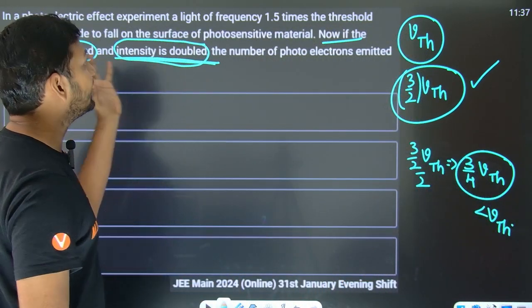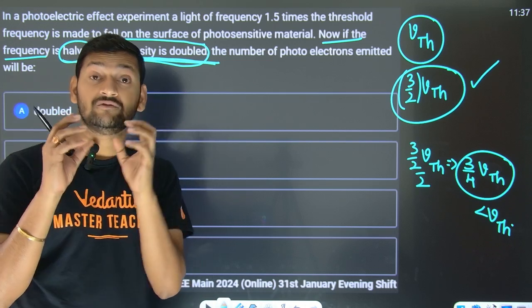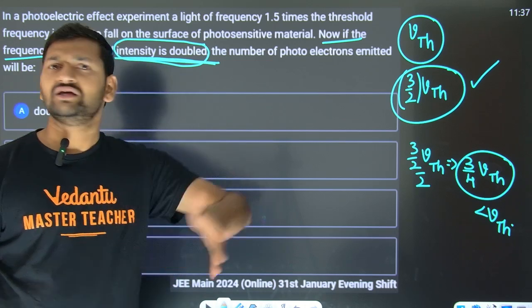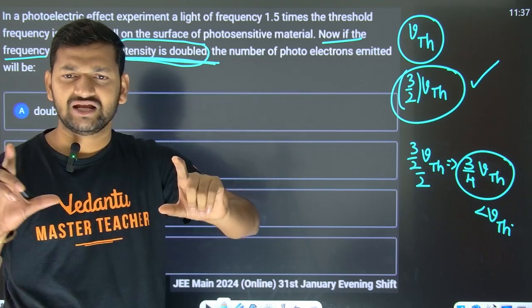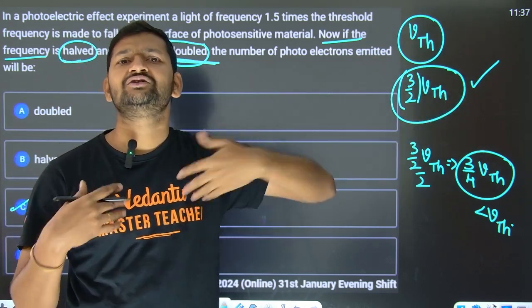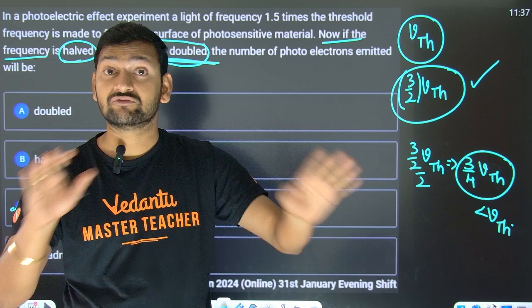So see, unnecessary data they put in sometimes just to confuse you. If you are conceptually clear, you don't need to worry about the unnecessary data. You can just think that, okay, this is the data I need. Okay, they have given additional data, might be just to confuse us. That's it. That's how you have to think.